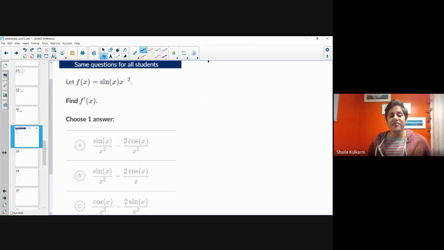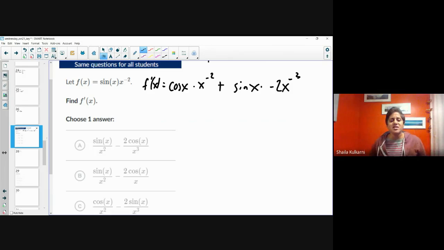Okay, so f of x is sine x times x to the negative 2. Let's say that again. Sine of x times x to the negative 2. So first, I take the derivative of sine, which is cosine. I keep the second function the same, plus keep the first function the same. I take the derivative of the second function using the power rule. So I get negative 2x to the negative 3. Now I'm looking at this, I'm going, gosh, I think I did it right. Free response, I've done it right. I can stop. But if it's multiple choice, I need to go a little bit farther.